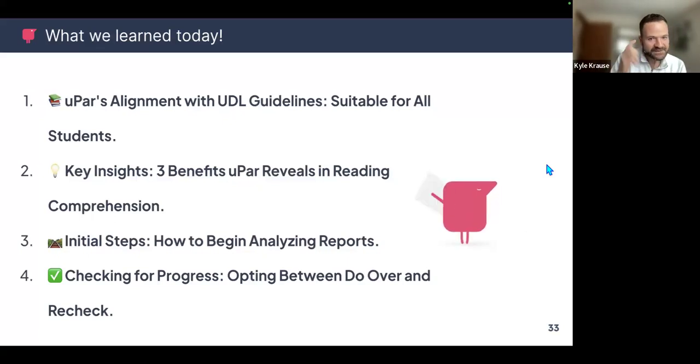We are coming up on our time. What I hope you learned from today is how uPar aligns with those UDL guidelines and is suitable for all students; you can find really great information for all students. We talked about three benefits, and how uPar can be used to confirm things about your students' reading comprehension. We also covered some of those initial steps for how to begin: starting with students who got to or exceeded grade level is a great place to start, and having data conversations with them. And then checking for progress over time, doing that do-over possibly at the end of the year for all your students to get a final uPar check for the year, and doing rechecks throughout.